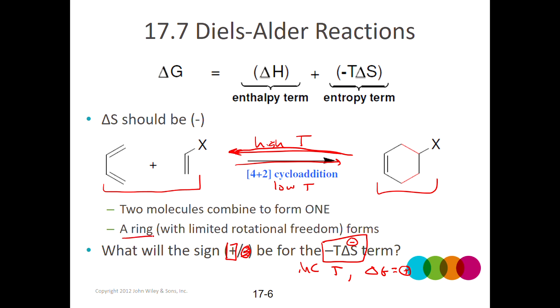Also, forming a ring limits the rotational freedom. This molecule can only rotate so much, and so that decreases the entropy as well a little bit. And that decrease in entropy is what causes the delta S to be negative and the negative T delta S term to be positive, which is what makes delta G positive when that term becomes larger and larger at higher and higher temperatures.